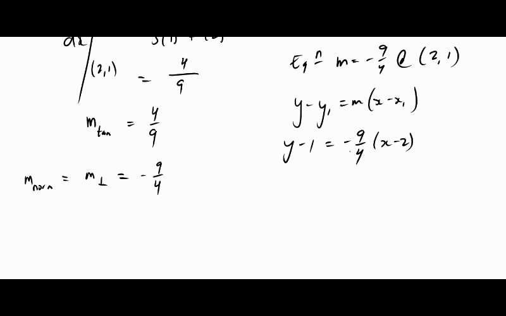Okay, so I'm going to multiply both sides by 4. I get 4y minus 4 equals negative 9x plus 18. And I'm going to move everything to the left. So I get 9x plus 4y minus 22 equals 0. When I was in high school, I was taught that standard form required the coefficient of the x term to be positive. That's not really true.